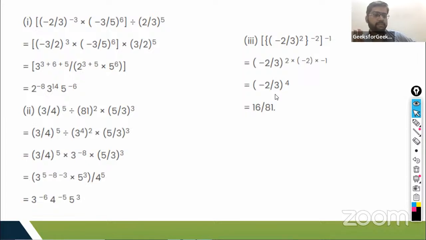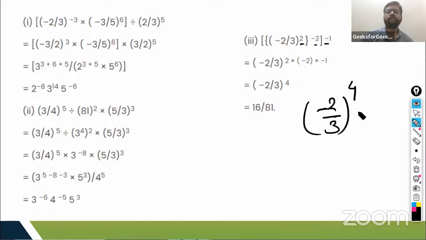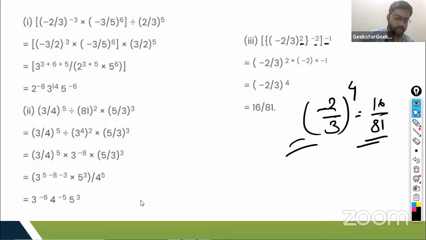We can do this. Okay, now the third one. The third one, the solution part is easy. Only if you remember this part, we can directly multiply these three powers. So -2 into -1, that is 4. So (-2/3) to the power 4. The answer by default will be positive, so that will be 16 upon 81. Okay, the answer for this question.